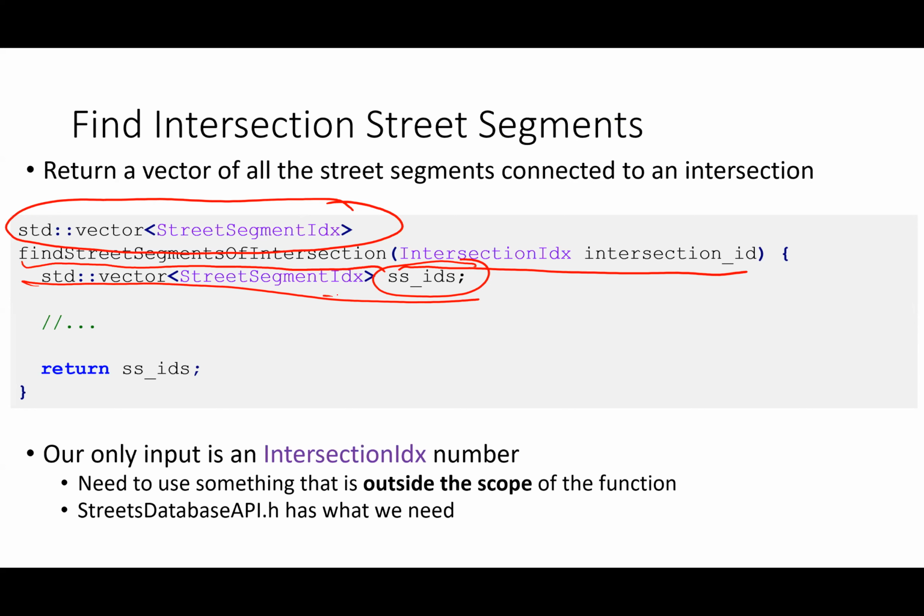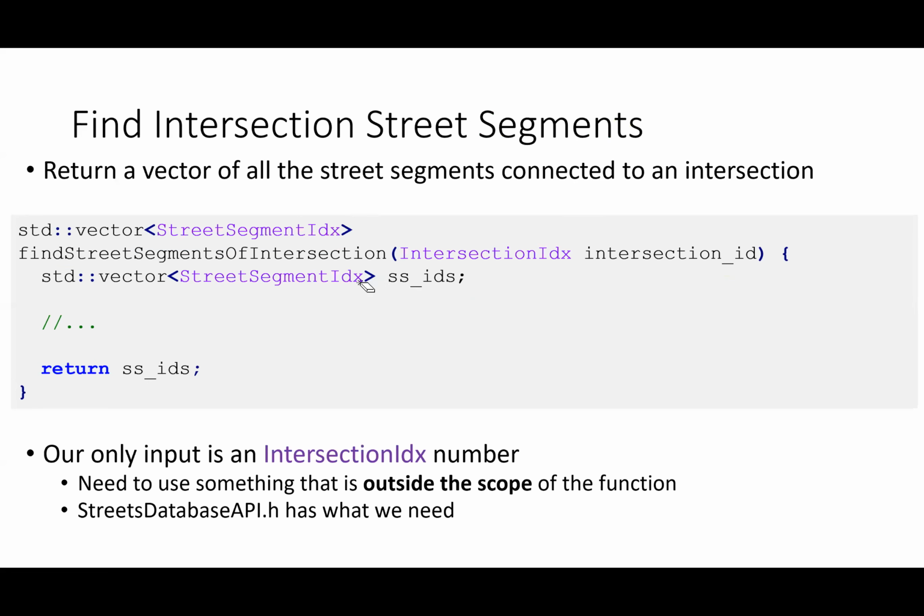Again, these are typedefs, so street segment index is just a synonym for int, but it helps me keep track of what kinds of things I'm trying to put into this vector. I also know that at the very end of the routine, I had better return that. Okay, so I've got my first two lines of this routine.